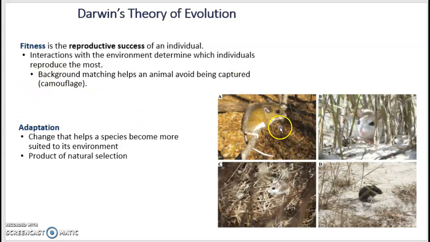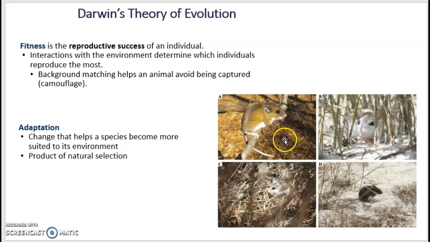So one thing that can help with reproductive success, there are many different things, but one thing is background matching, which is camouflaging. That's what this is showing here. That can be an adaptation. An adaptation is a change that helps a species become more suited to its environment. And this is a product of natural selection. So what that means is, let's say this white mouse and this brown mouse are both in this environment right here with these leaves in the background. If both the white mouse and the brown mouse are there, the white mouse is the one that's going to stand out. So that's the one most likely to be eaten by a predator.